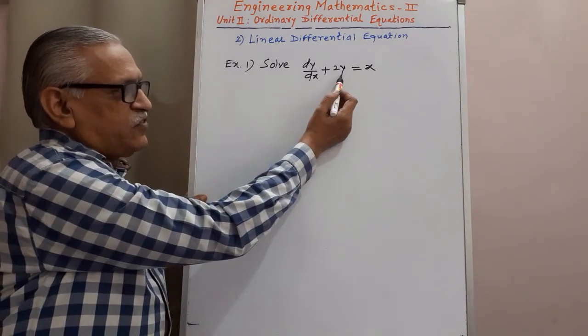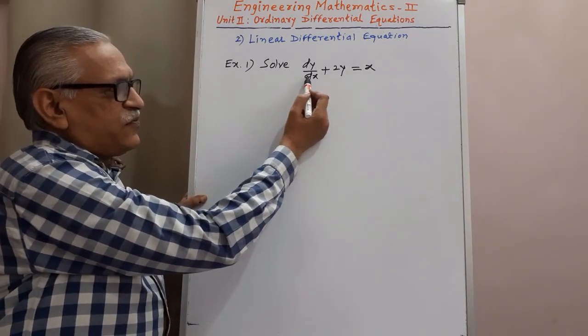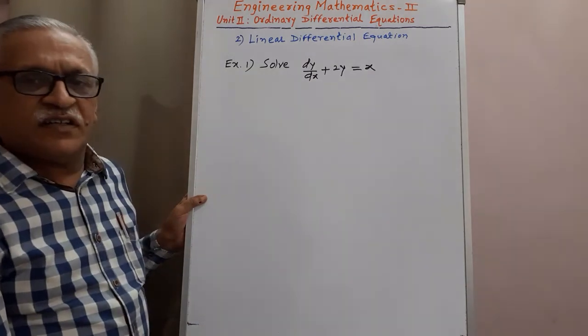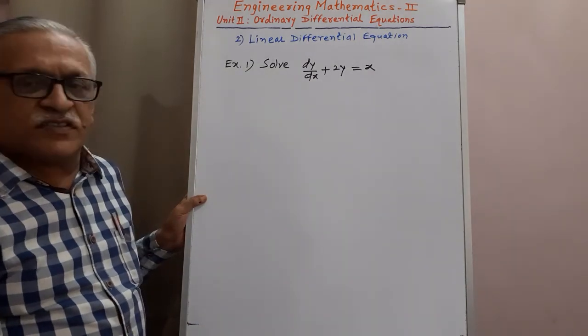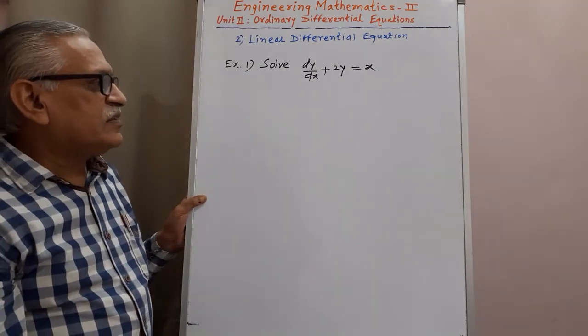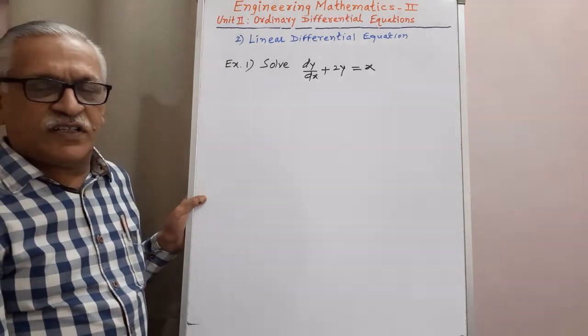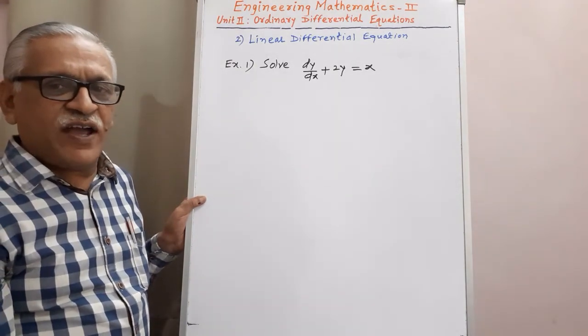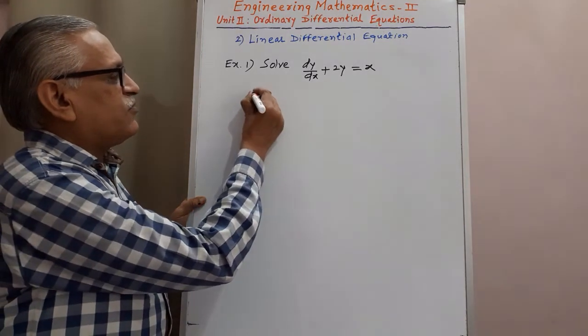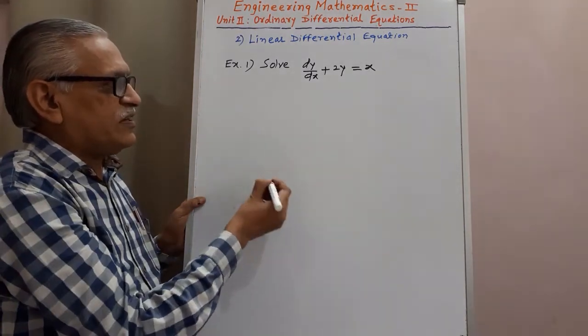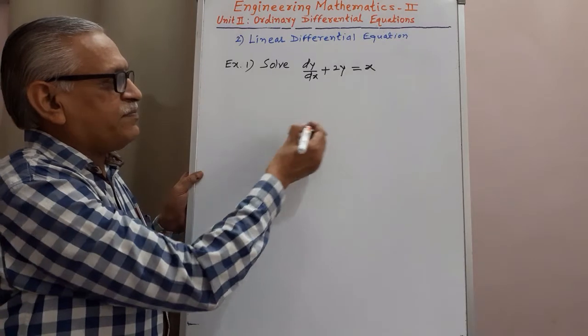Here the degree of y is 1 and its differential coefficient dy by dx, its degree is also 1, which means the first condition is true, and they are not multiplied together. We are not getting a term of y into dy by dx. Therefore, as it is the first example, I will write all the steps.